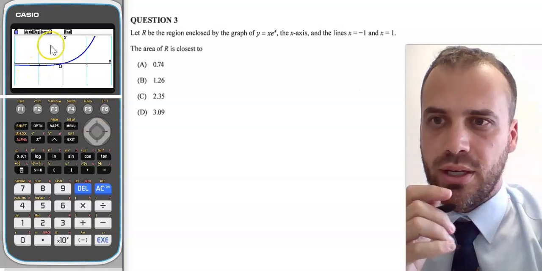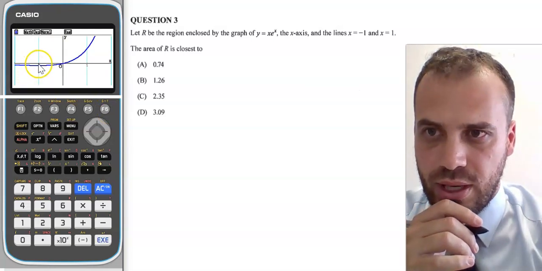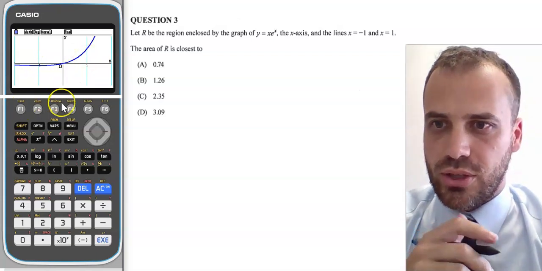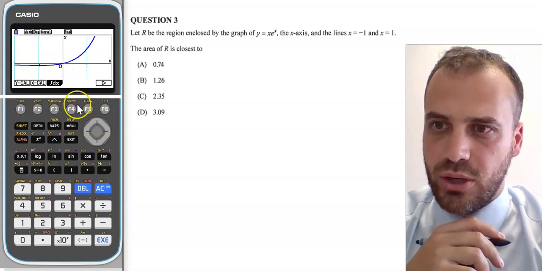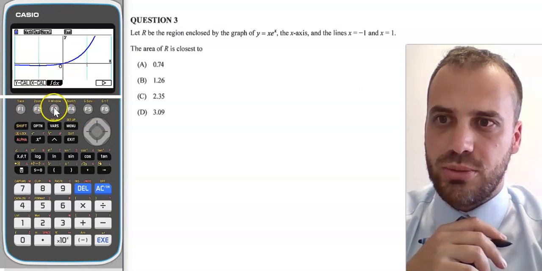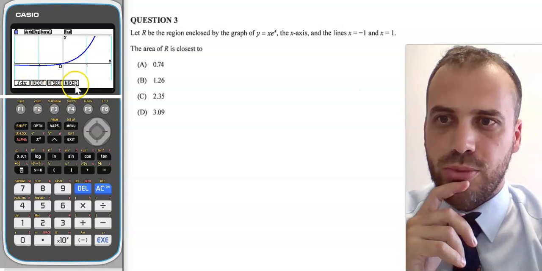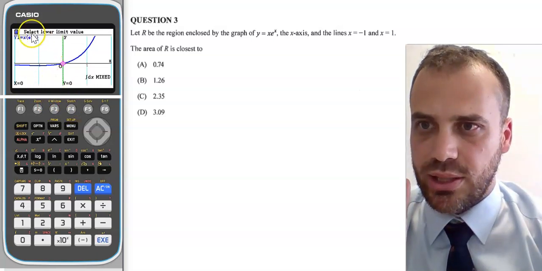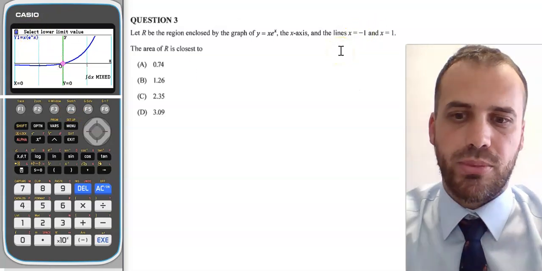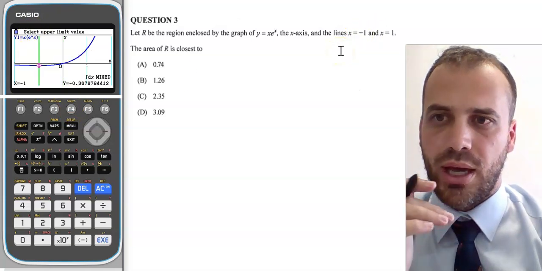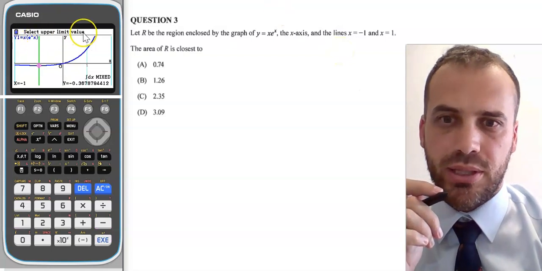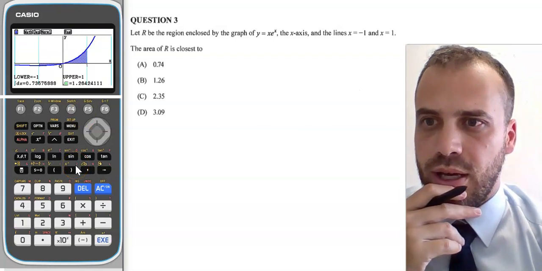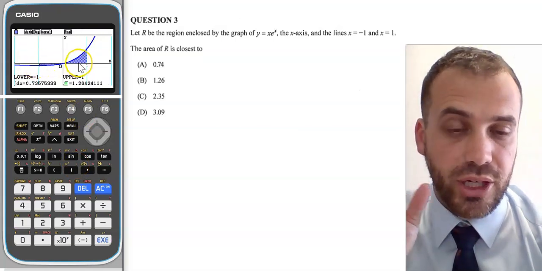Okay, that's great. Now, what I want is the area between -1 and 1, the area enclosed. So I'm going to use gsolve, and I'm going to use this little integration button here, and I'm going to do mixed. Now, let's look at what mixed does. So I can select my lower limit. I'm going to go from -1, and then it says select upper limit. Now, just type +1, or just 1, and it shades it in, right?